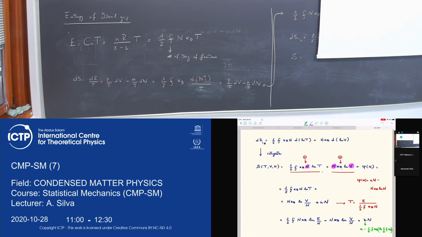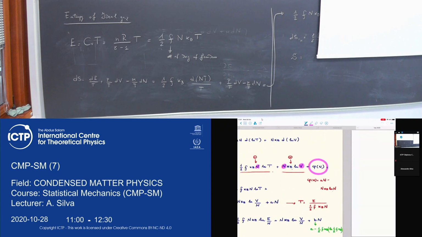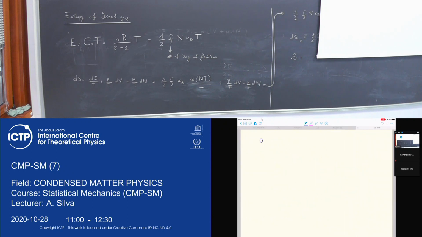Now I want you to go back to this function phi of n again and think about this function a bit with me, right? So n is much larger than 1. We know that phi of n has to have this form: phi of n has to be a times n minus n k_B log n.